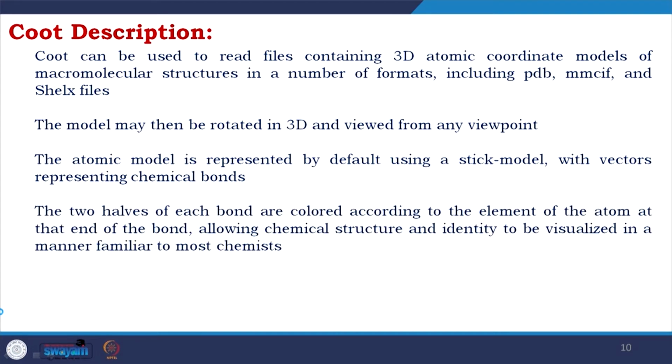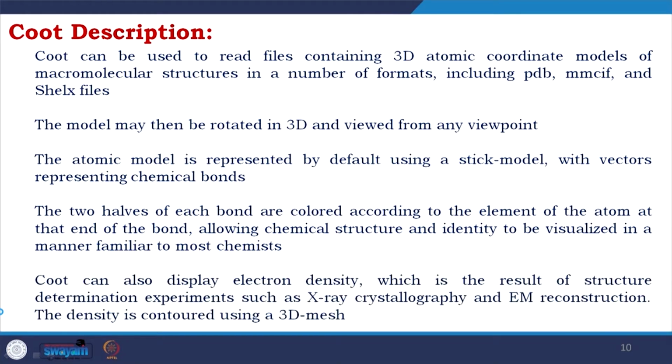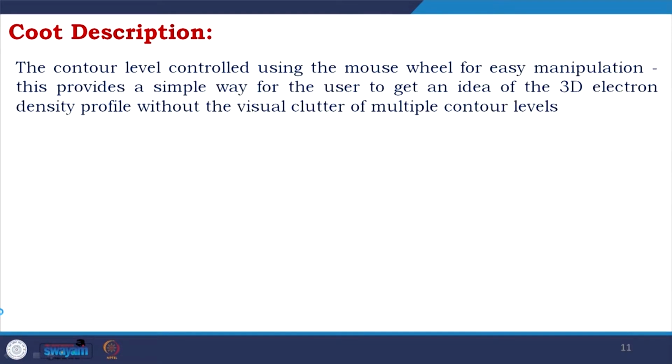The two halves of each bond are colored according to the element of the atom at that end of the bond, allowing chemical structure and identity to be visualized in a manner familiar to most chemists. COOT can also display electron density, which is the result of structure determination experiments such as X-ray crystallography and EM reconstruction. The density is contoured using a 3D mesh. The contour level is controlled using the mouse wheel. I will show you that again for easy manipulation.